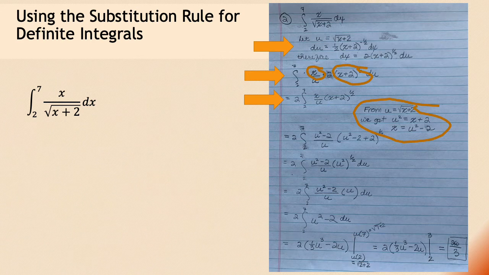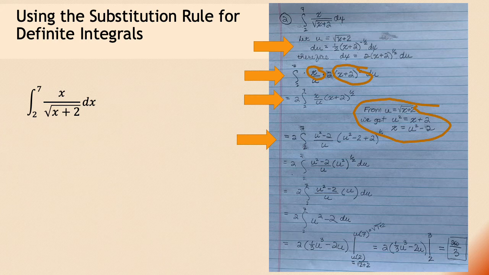We let u equal the square root of x plus 2. Now remember from algebra the old trick, you can square both sides. u squared is equal to x plus 2. Therefore x itself is equal to u squared minus 2. So now everywhere we had an x, we can go ahead and replace the x with u squared minus 2.